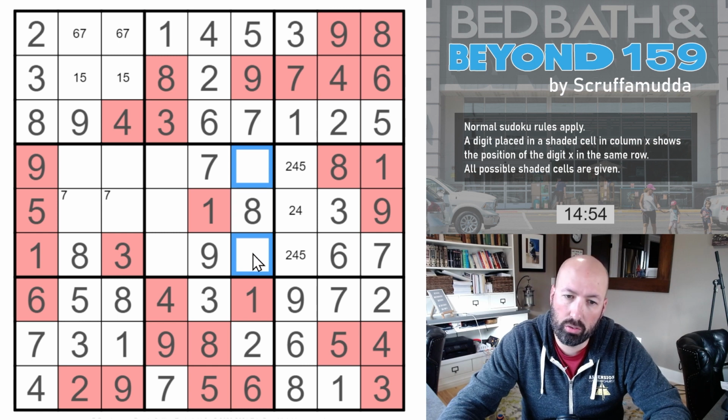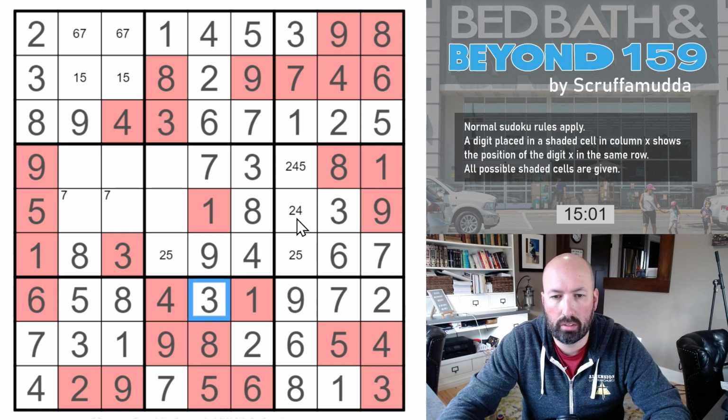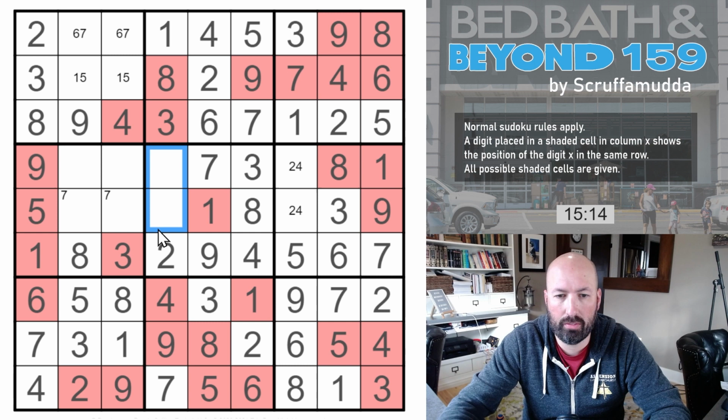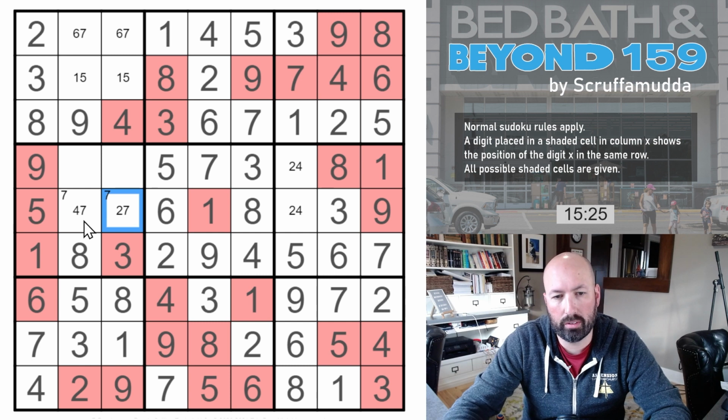These are 3 and 4. 2 and 5. This 7 here is in column 5, so this one can't be a 5. So that's the 5. That's the 2. These are now 5 and 6, I believe, and the 5 to the left is going to give us the order of those. These are 2, 4, and 7. So this is 4, 7, 2, 7.